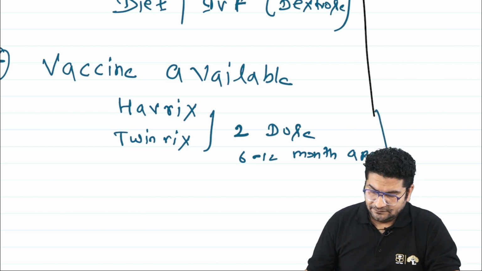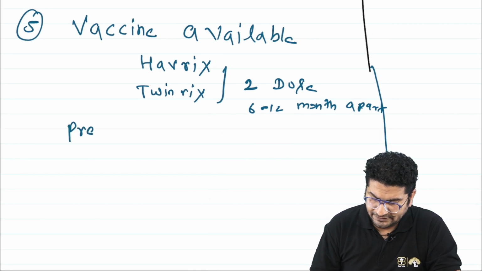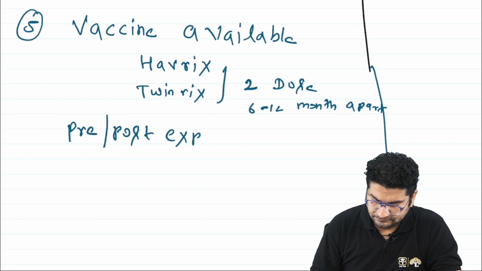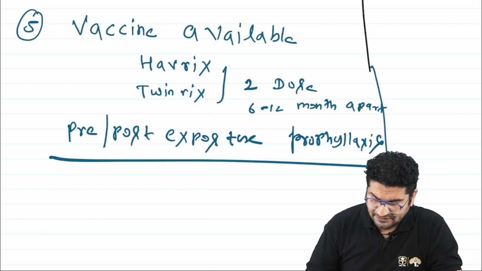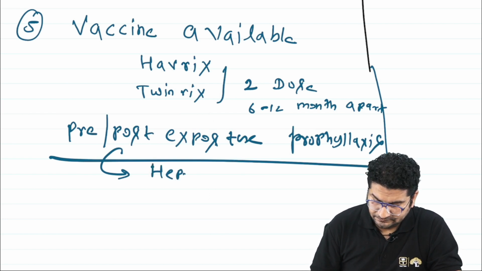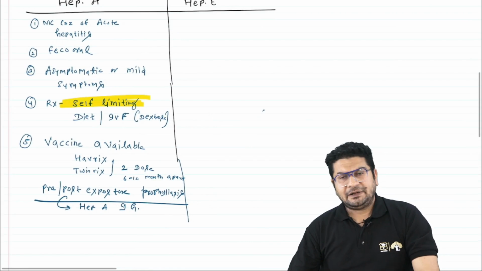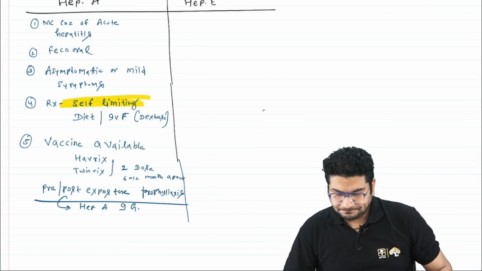Then if I say pre and post exposure prophylaxis, especially post exposure, what can we give? We can give hepatitis A immunoglobulin. So remember, hepatitis A is generally self-limiting.